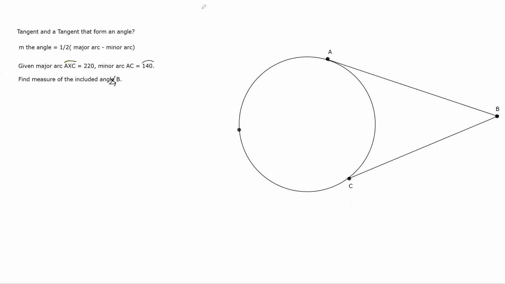X has to be in the major arc. You can tell that because they told you in the given information that AXC was the major arc. That's the big one, AXC. And they've given us some information. They've said AXC is 220, and the other one, AC, is 140. Find the measure of the included angle B.